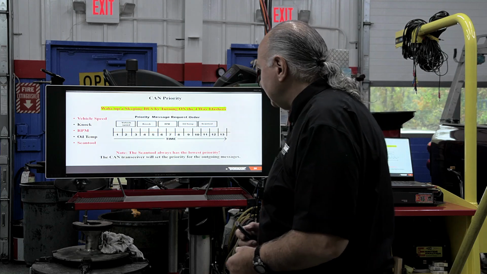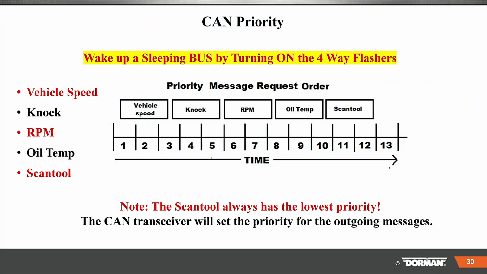Okay. All right, now CAN priority. So vehicle speed, knock, RPM, and oil temp. The scan tool goes in, but the scan tool is the lowest priority, right? The CAN transceiver will set the priority for outgoing messages. It says, hey, this thing is not as important as me giving the vehicle speed to the system. That'll make the transmission go, that'll make everything go.